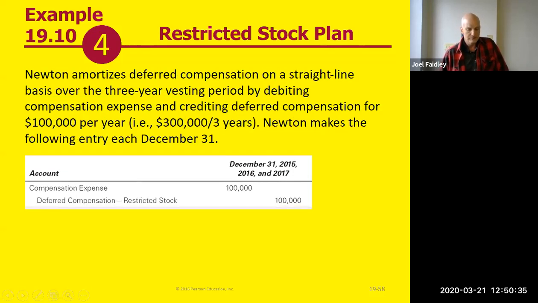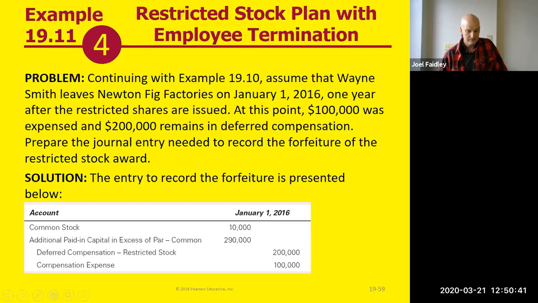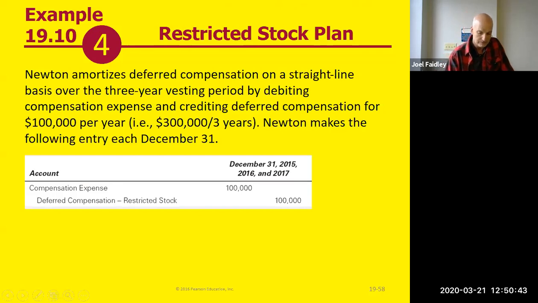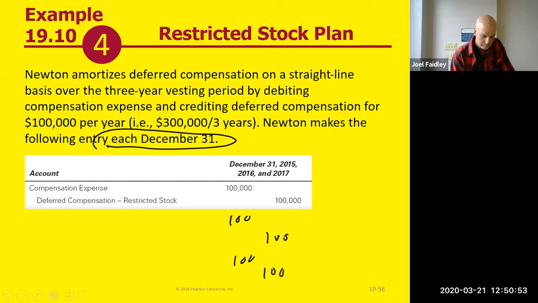So each year we're going to debit compensation expense, 100,000, reduce that deferred comp by 100. Do that each of 3 years, each December 31. 3 times we're going to do this. So deferred comp is now 0.